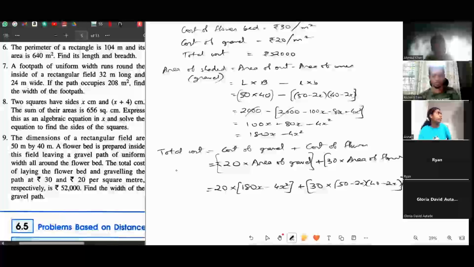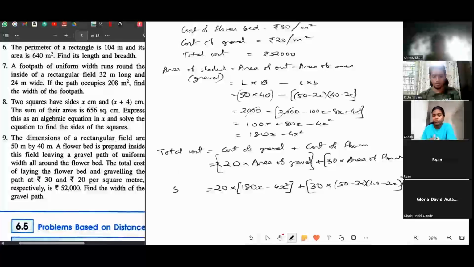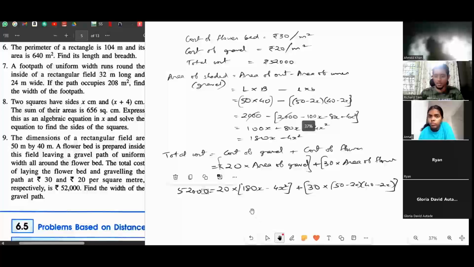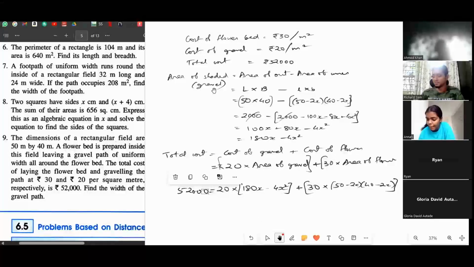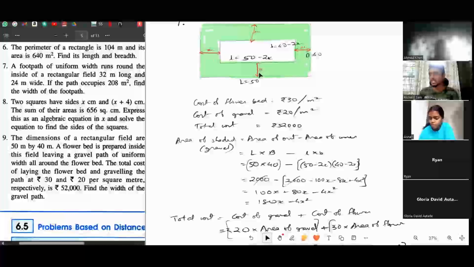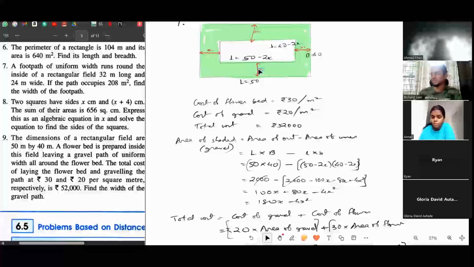Total cost is 52,000. So what we have here is a big equation with LHS and RHS with x as the missing value. If you solve this, you'll get x. What is x? In the beginning, we took x as the width. So we'll get the width.